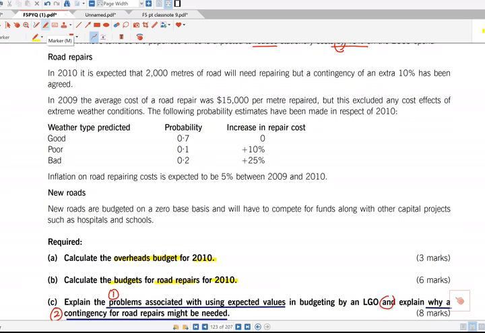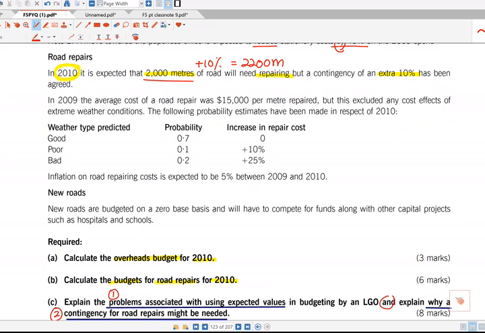In 2010, expected how many meters of road we need to repair? This is already for 2010. But we need to have extra how many percent? 10%. So 2000 add on 10%, that means how many meters? Yeah, 2200. You know how I add on 10%, right? Next, what do we have?